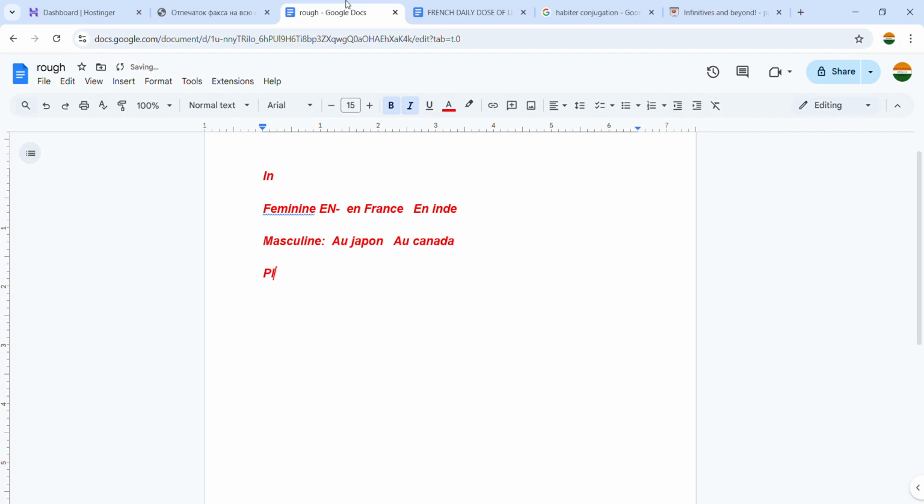And when we are talking about plural countries like the United States of America, for that we use aux, les États-Unis, in United States of America. So if I have to say I live in France, I will say j'habite en France. Got it? In the same way you will use à for a masculine country, and aux for a plural country.